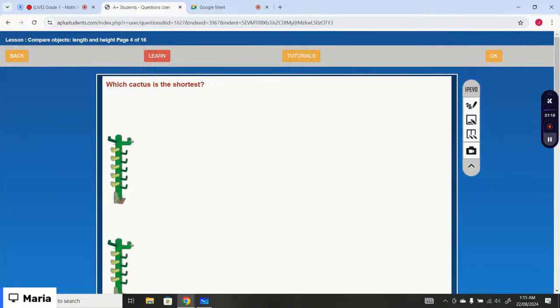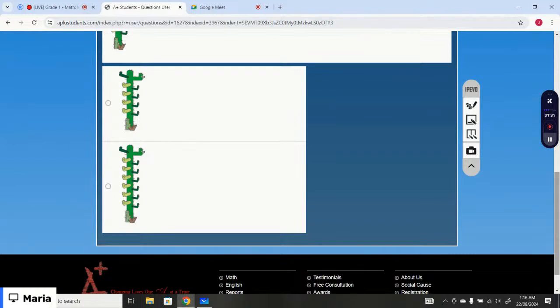Which cactus is shortest? So you are given two of the options. So which one is the option number one is the correct option. You can see here, if you compare these two, option number one is the correct option. That would be the shortest cactus.